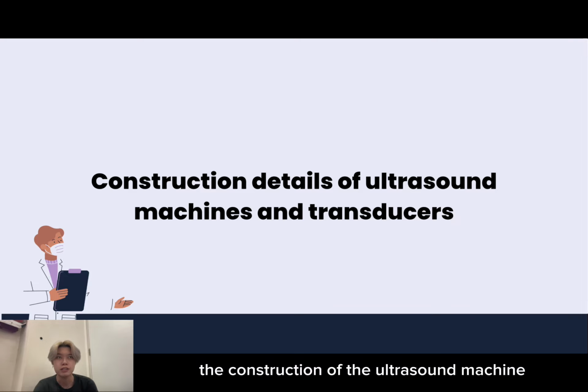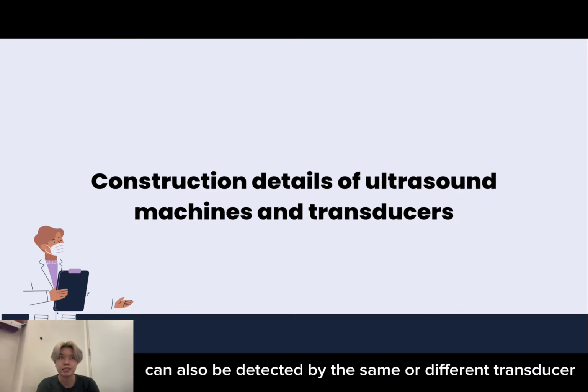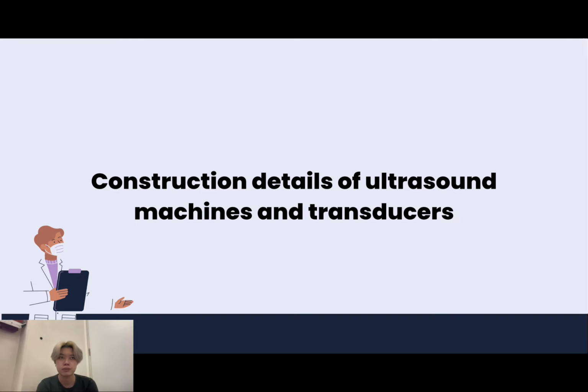The construction of the ultrasound machine includes several key components that work together to produce detailed images of the internal structures of the body. The first component of an ultrasound machine is the ultrasound probe, or transducer. A piezoelectric transducer is commonly used, and it transmits mechanical energy in the form of sound waves into the tissues. Reflected sound echoes from tissue boundaries can also be detected by the same or a different transducer.